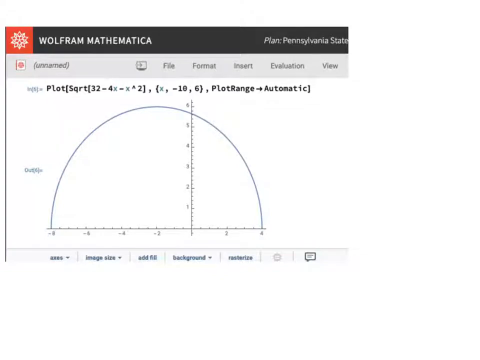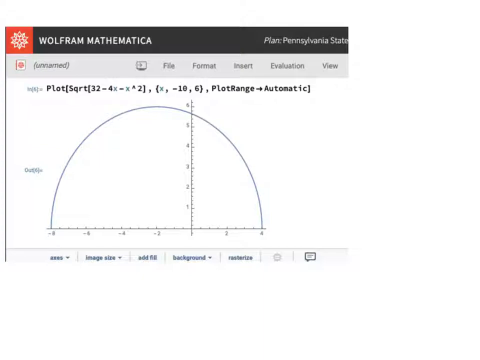So if we're going to use geometry to evaluate the integral, that means we need to draw a picture of the curve that we're integrating and try to understand how it's made up of shapes for which we know the area formulas from geometry. In this case, the function is the square root of 32 minus 4x minus x squared. And so we need a picture of it. We could use Mathematica, as we were doing in class. This is the plot command using the square root of 32 minus 4x minus x squared over the range given.